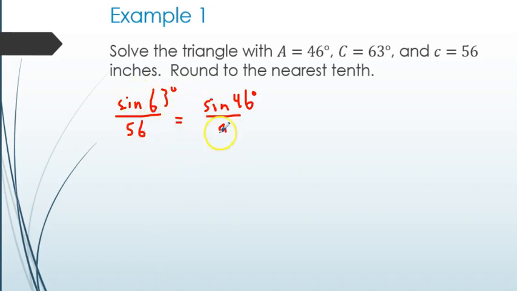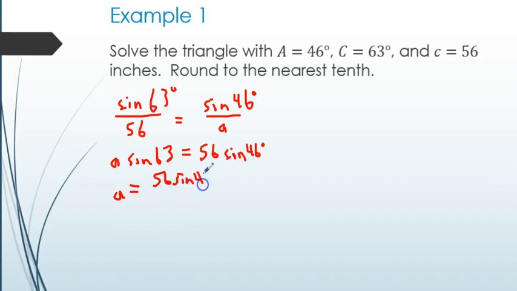So my next step here would be to write A times sine of 63 equals 56 times sine of 46. And then since the opposite of multiplying by sine of 63 is dividing by sine of 63, my missing side would come from 56 sine 46 divided by sine of 63.